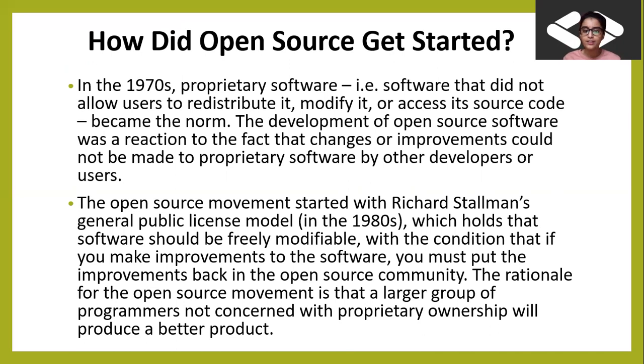So the rationale for the open source movement is that a larger group of programmers not concerned with proprietary ownership will produce a better product, because firstly, we will get tons of people who will be willing to contribute to open source. There will be tons of experts in different domains, and that will definitely give us an edge over some specified group of people working on a particular software that does not even give them the freedom to work properly. Whereas in open source, you are free. You do not have any restriction. You can easily modify the source code according to your ease. You can add new features. You are not restricted in any possible manner. And that's how the developers will perform to the best of their potential, right?